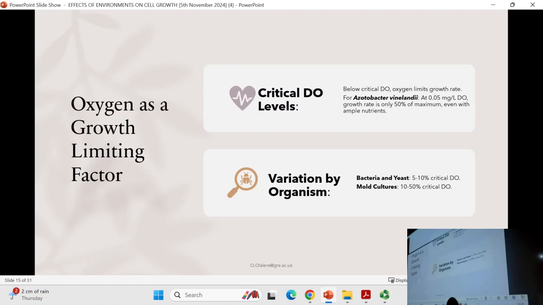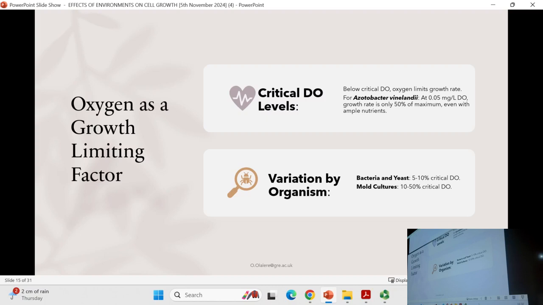Then oxygen as a growth limiting factor. Critical DO, we mentioned that now. Below critical dissolved oxygen, oxygen limits the growth rate. So the growth rate is limited when it is below the requirement. An example is Azotobacter: at 0.05 milligram per liter dissolved oxygen, growth rate is only 50%.